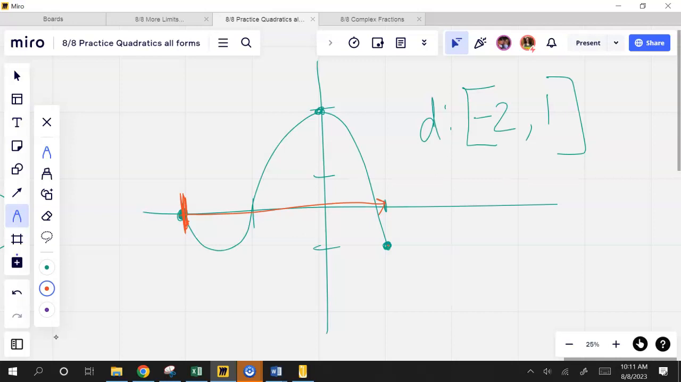So now, this is why I always tell students bottoms up on your range. Go from the lowest up to the highest, bottoms up.